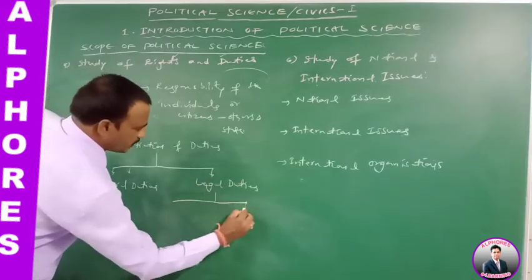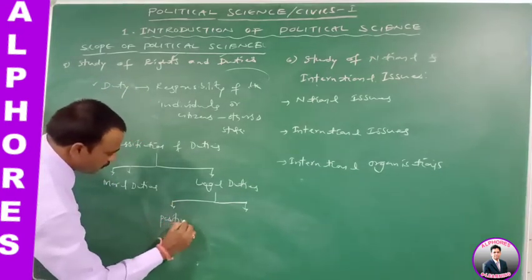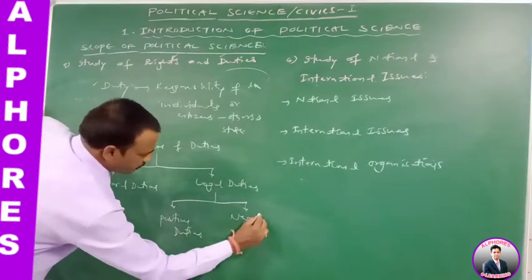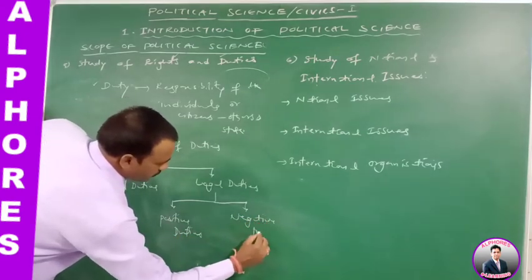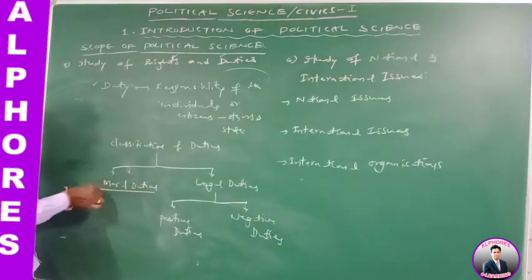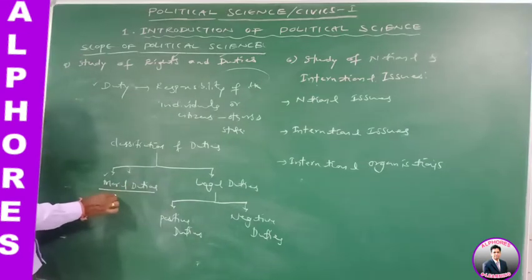Legal duties again divided into two types: positive duties, second negative duties. Moral duties can be performed by the individuals based on moral values. Example: respecting the teachers, respecting the parents, respecting the elders, helping the poor, etc.